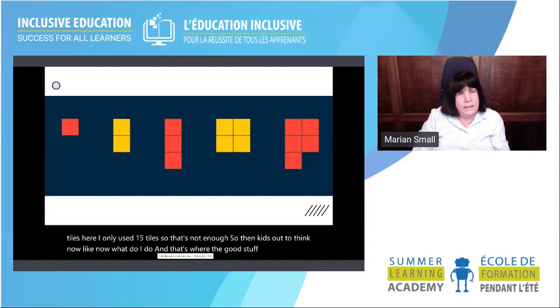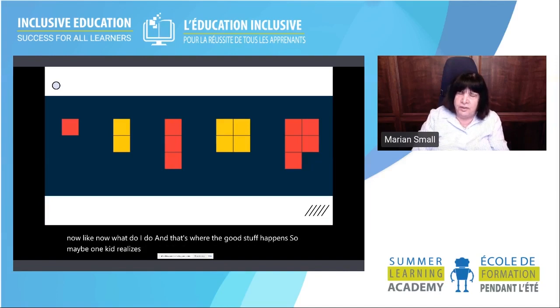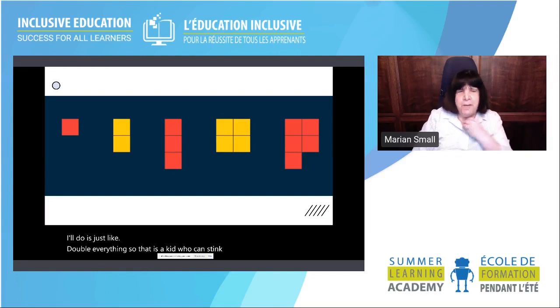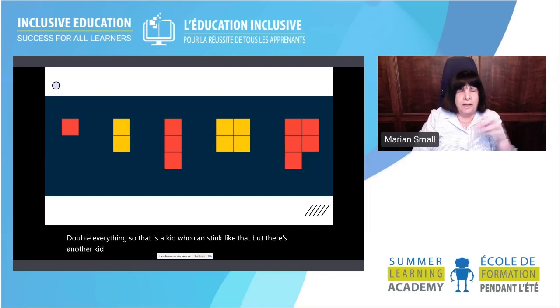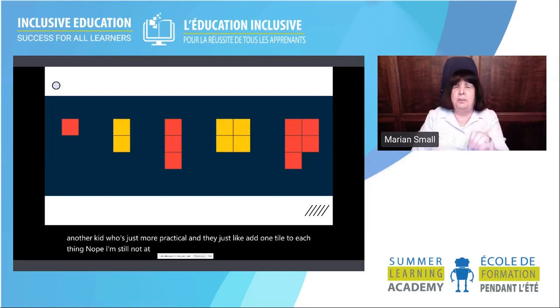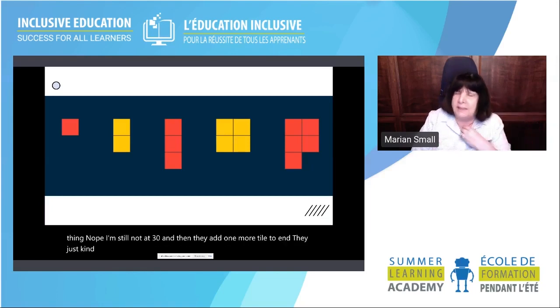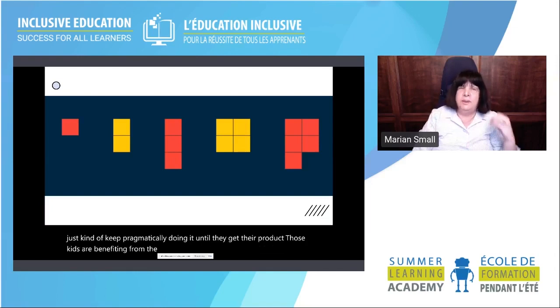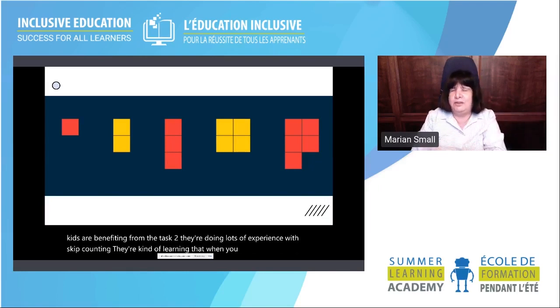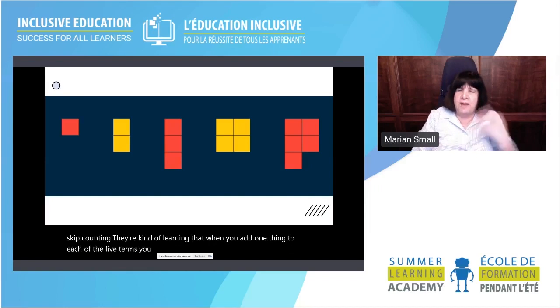So maybe one kid realizes, well, if I've used 15 and I need to get to 30, what I'll do is just double everything. So that is a kid who can think like that. But there's another kid who's more practical, and they just add 1 tile to each thing. Nope, I'm still not at 30. And then they add 1 more tile and keep pragmatically doing it until they get their pattern. Those kids are benefiting from the task too. They're doing lots of experience with skip counting. They're learning that when you add 1 thing to each of the 5 terms, you increase the whole thing by 5. So a lot of good things are happening for all students.